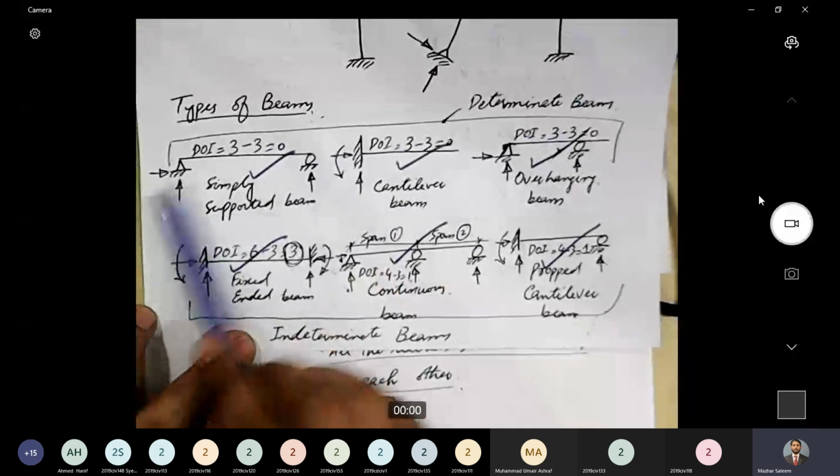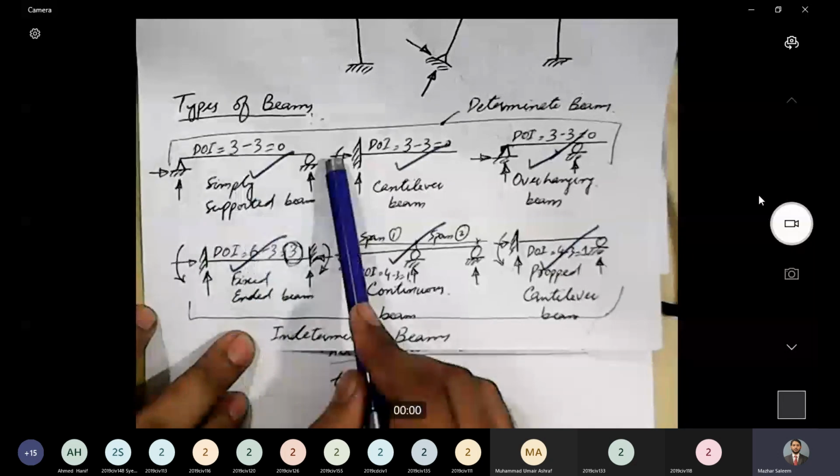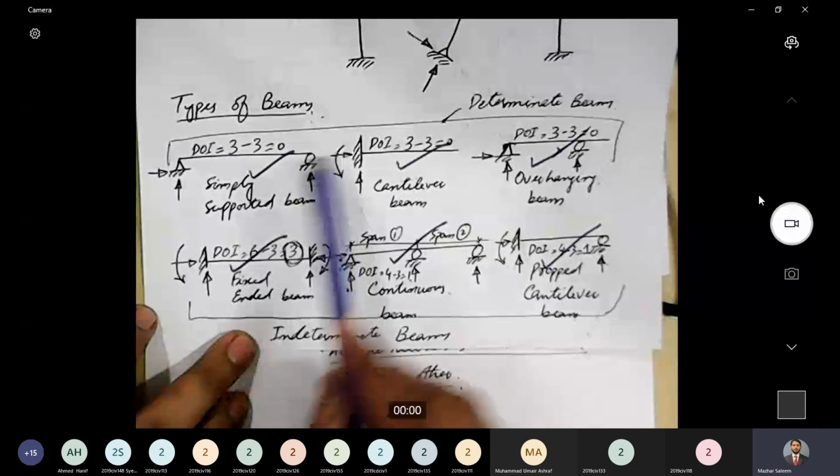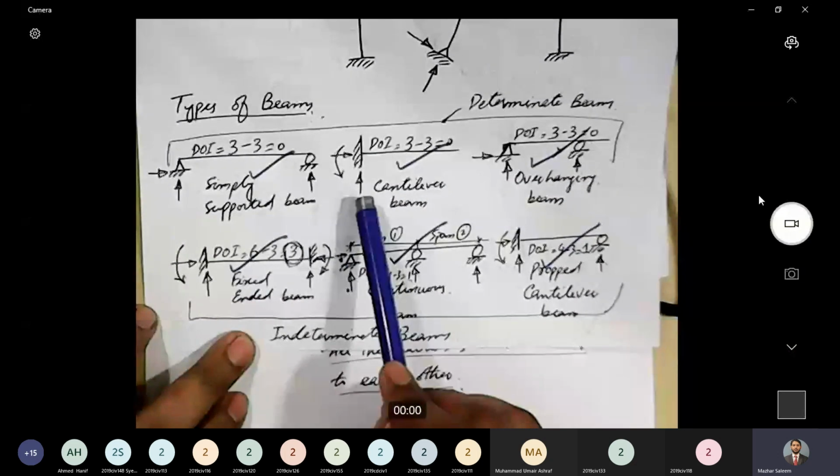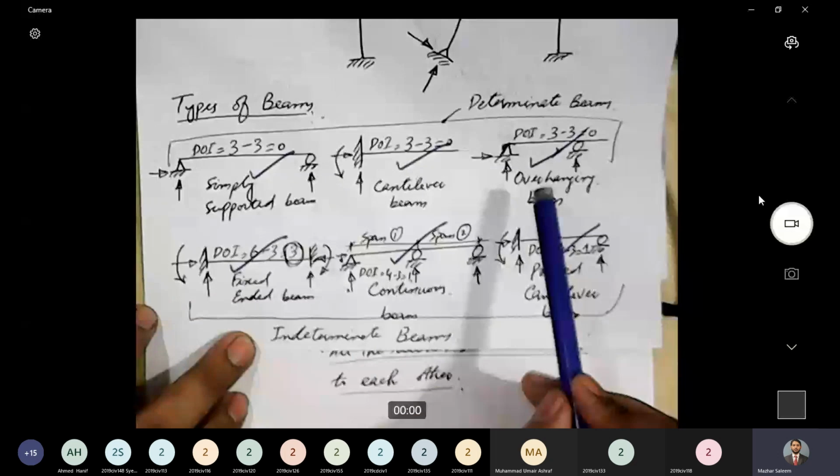We have 3 reactions and all of them are not parallel to each other. So this is okay, stable. 3 reactions and all of them are not parallel. So this is stable. 1, 2, 3 reactions and all of them are not parallel. So this is stable. Fixed ended beam. 6 reactions and all of them are not parallel. So this is also stable.